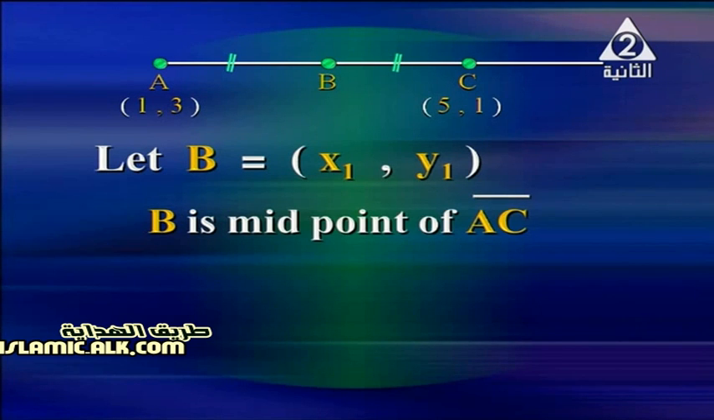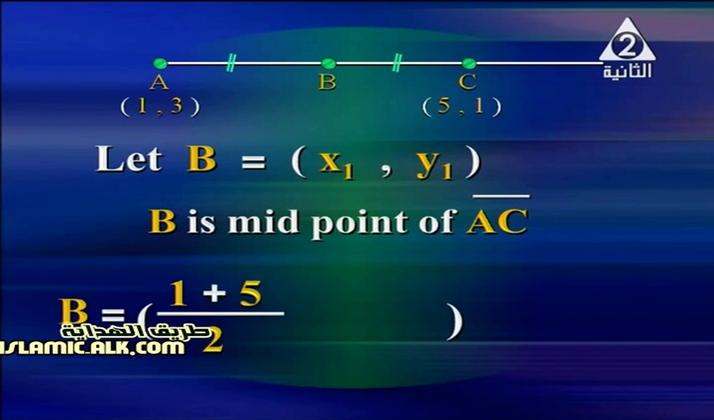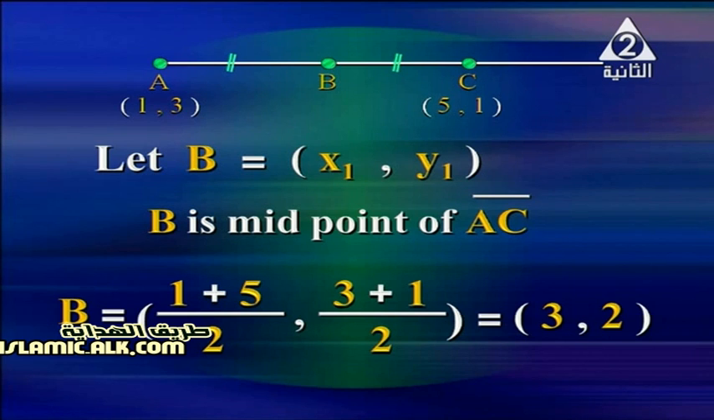So try to draw A, B, C, D on the same straight line, and you are going to notice that AB equals BC equals CD. Now we are going to let the point B equal (x1, y1). And B will be the midpoint of AC. So, to find the coordinates of the point B, B equals (1 + 5) over 2 and (3 + 1) over 2. It is the midpoint of AC. So, it is (3, 2).